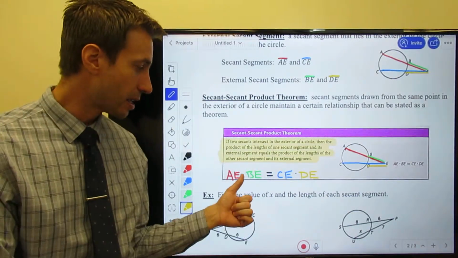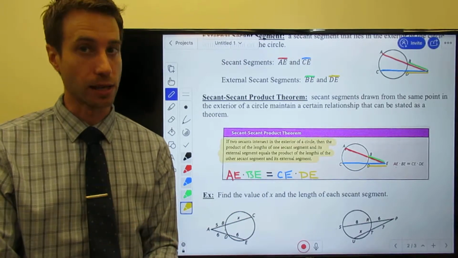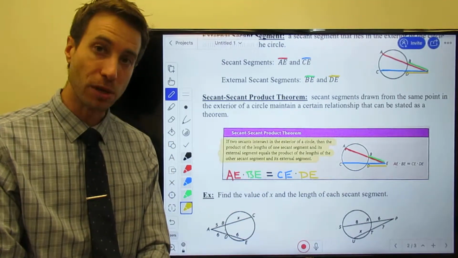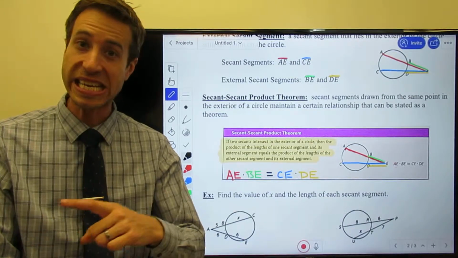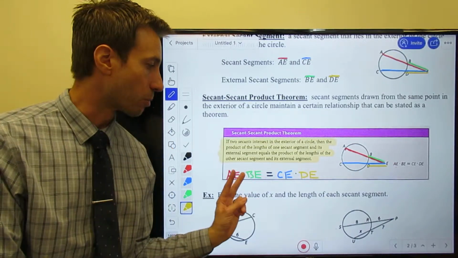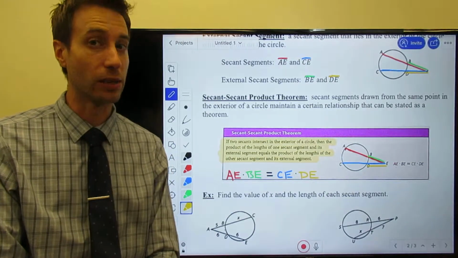Again, please notice it is multiplication, which means the order doesn't matter. Multiplication is commutative. AE times BE is exactly the same as BE times AE. So please don't think you're going to mess these problems up if you switch the order. You will not.